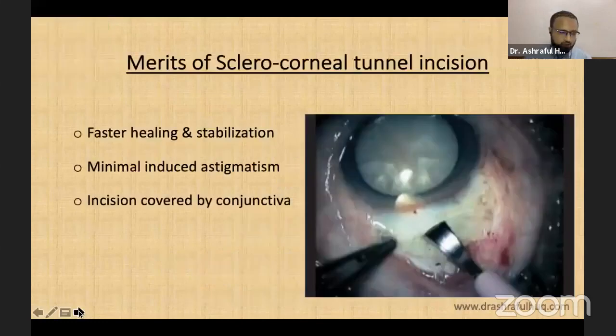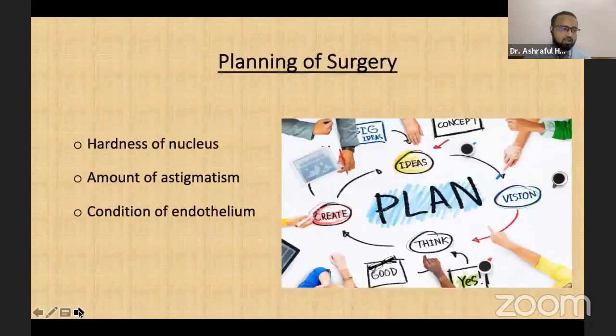When we talk about SICS, it should be only a sclerocorneal tunnel incision. Why? It gives faster healing and stabilization, minimal astigmatism, and the incision area is covered by conjunctiva after the surgery, so there is less chance of infection. Remember, if wound construction is not right, the next step of the surgery becomes difficult.